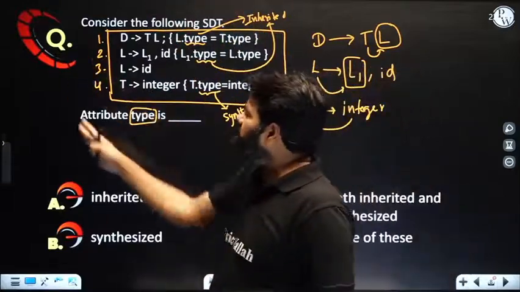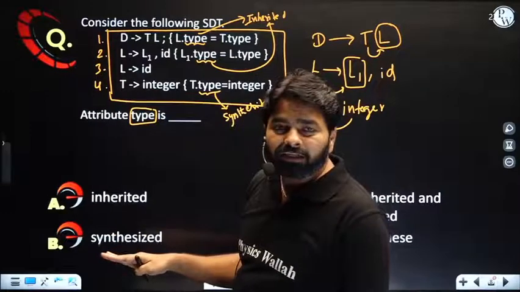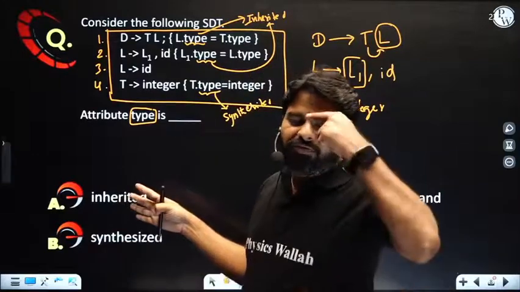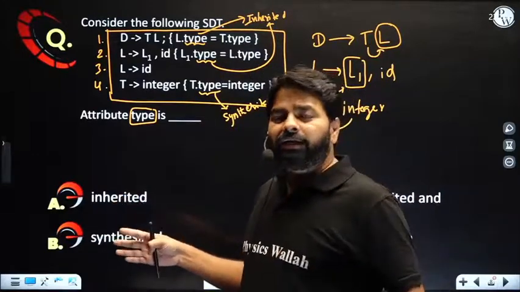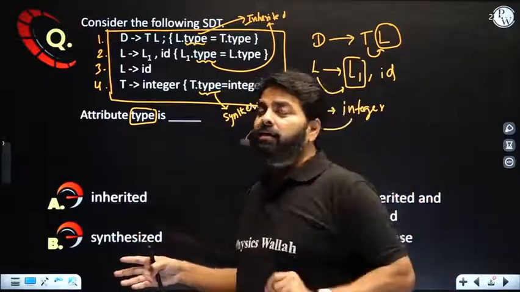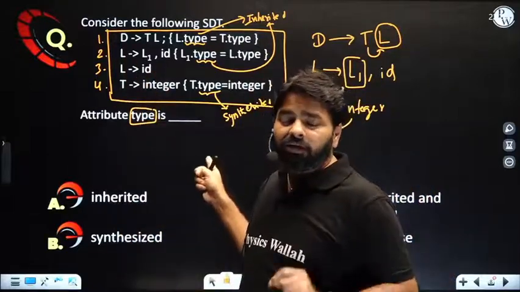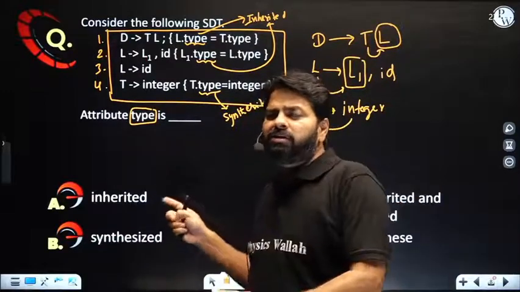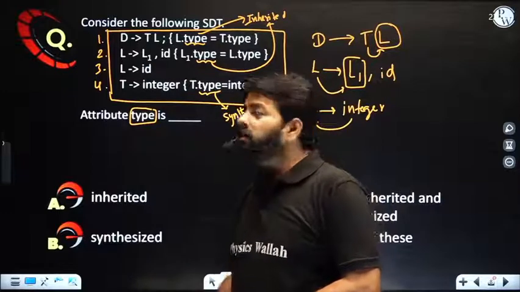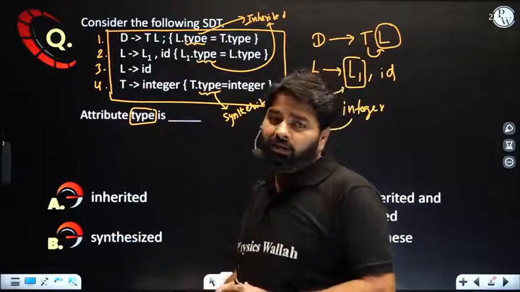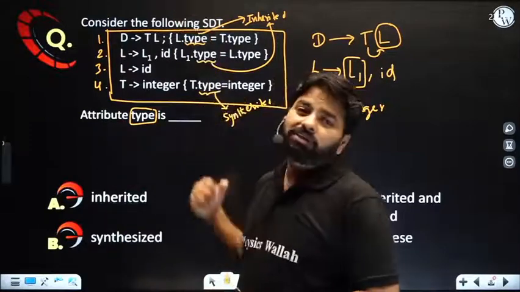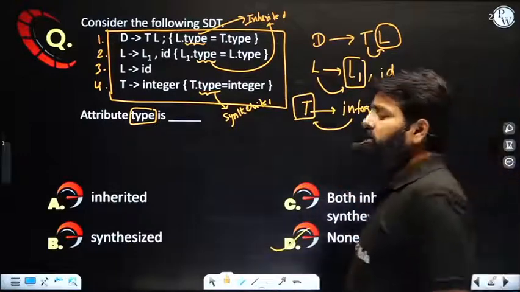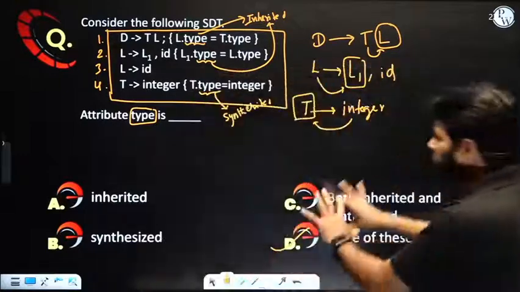But in the whole SDT, what is the type? It is neither inherited nor synthesized. You can't say both inherited and synthesized. Because if every production is following inherited, then we say the whole grammar is inherited. And if every production is following the synthesized definition, then the whole grammar type is synthesized. But sometimes following inherited, sometimes following synthesized, it is neither inherited nor synthesized, because I can't say the grammar is following the inherited concept, and I can't say it is synthesized, because everywhere is not synthesized. So you can't choose any of these three.